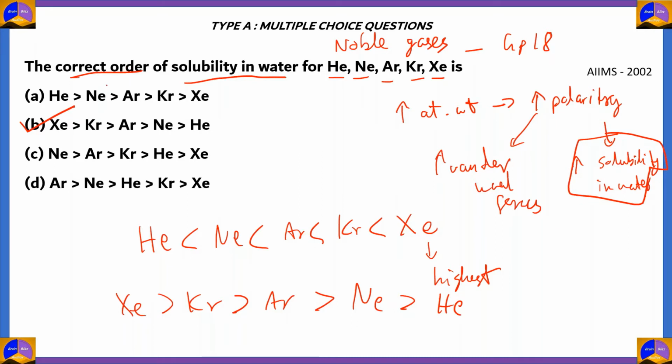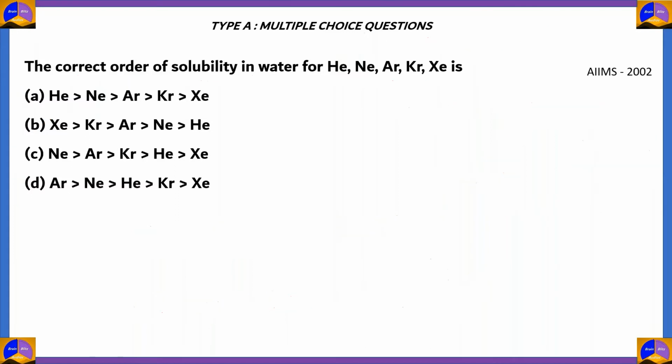So option A will be incorrect because it says that helium is the heaviest of the noble gases, whereas it's the lightest. And option C and option D are also incorrect because these say that neon and argon are the heaviest elements, which is incorrect because they have smaller atomic masses than the heaviest element in the noble gases, which is xenon. So xenon has the highest solubility in water because of its atomic weight. Therefore, option B is the correct option.